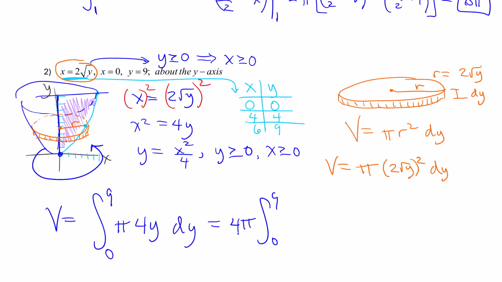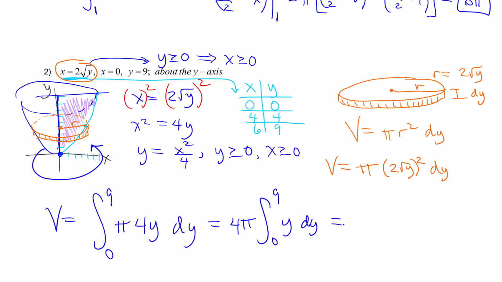Actually, you could even put the 4 out there with it as a constant. So 4 pi times the integral of y dy. It actually simplified quite a bit, which is always nice to do before you have to use the fundamental theorem with the antiderivative and all that. So let's go there next and compute this.